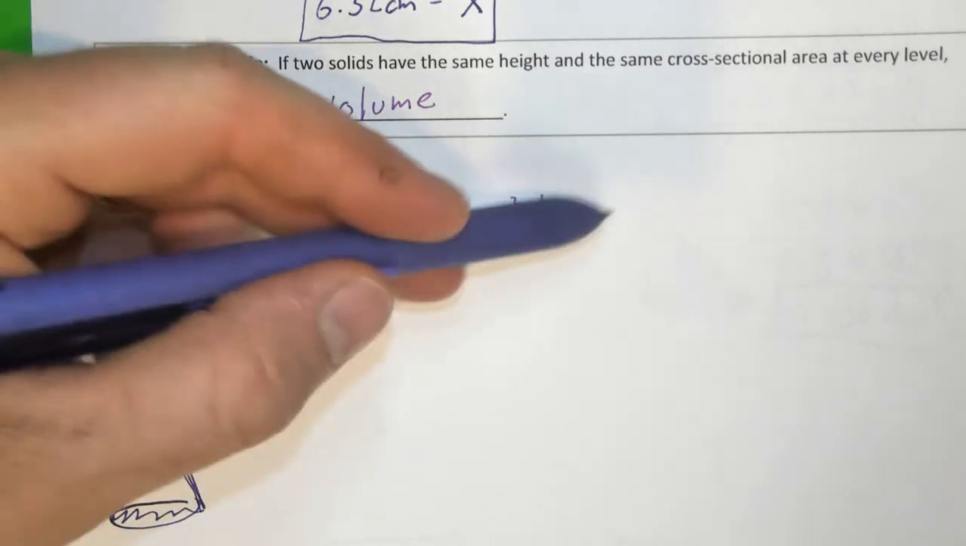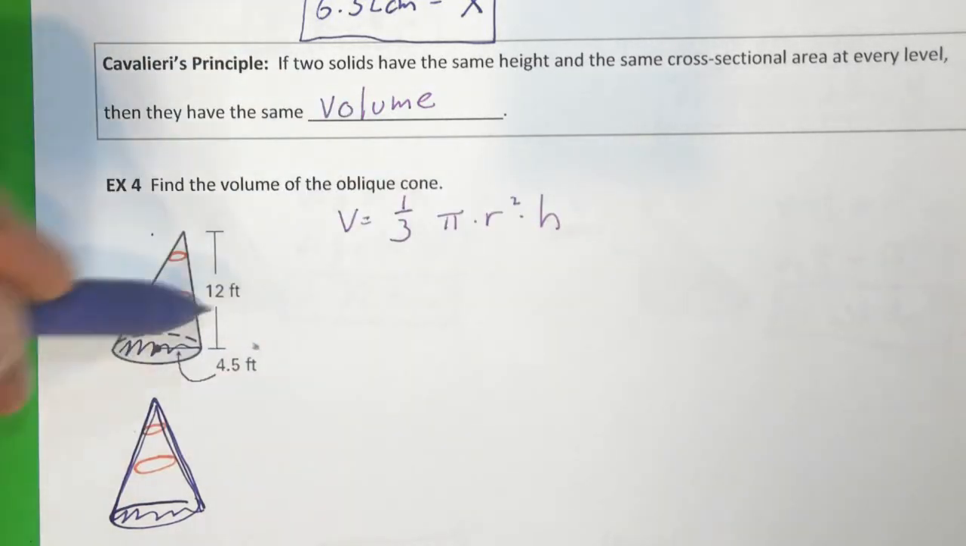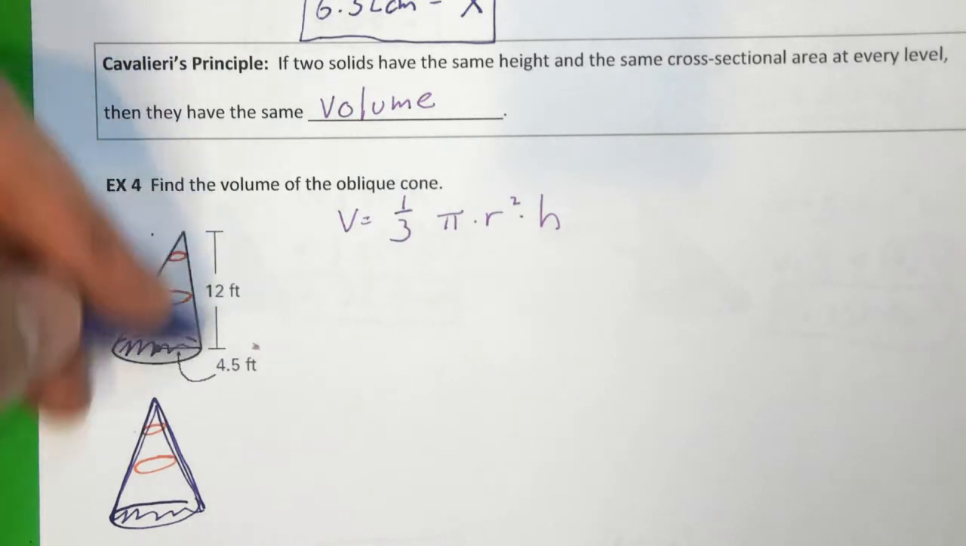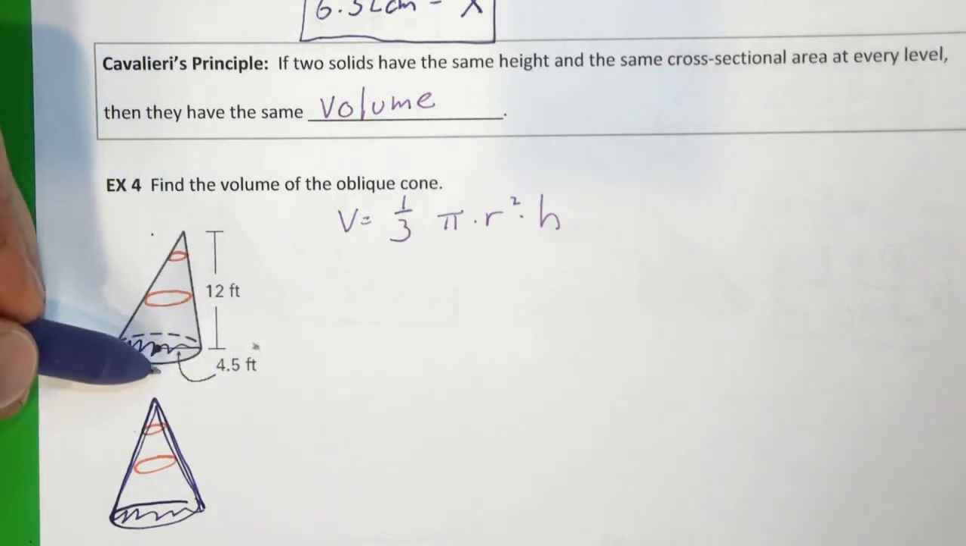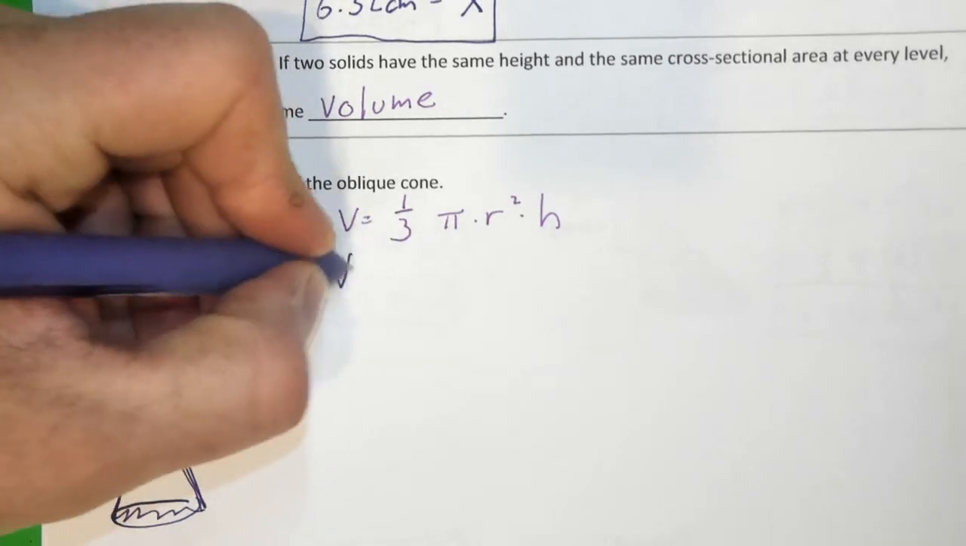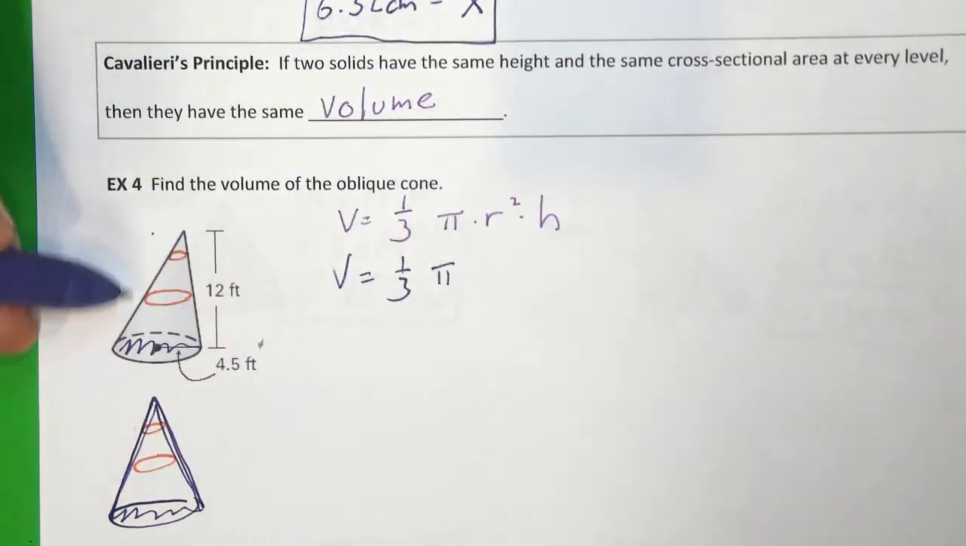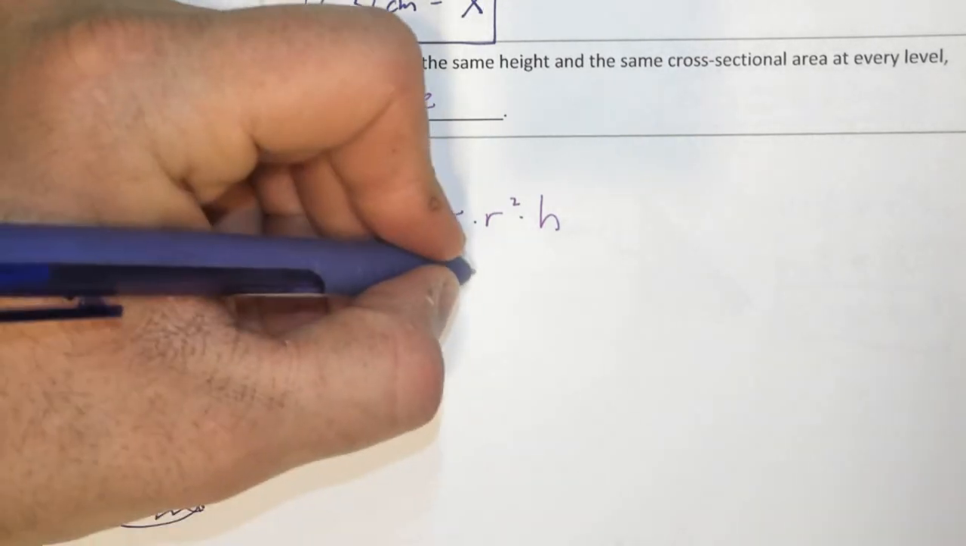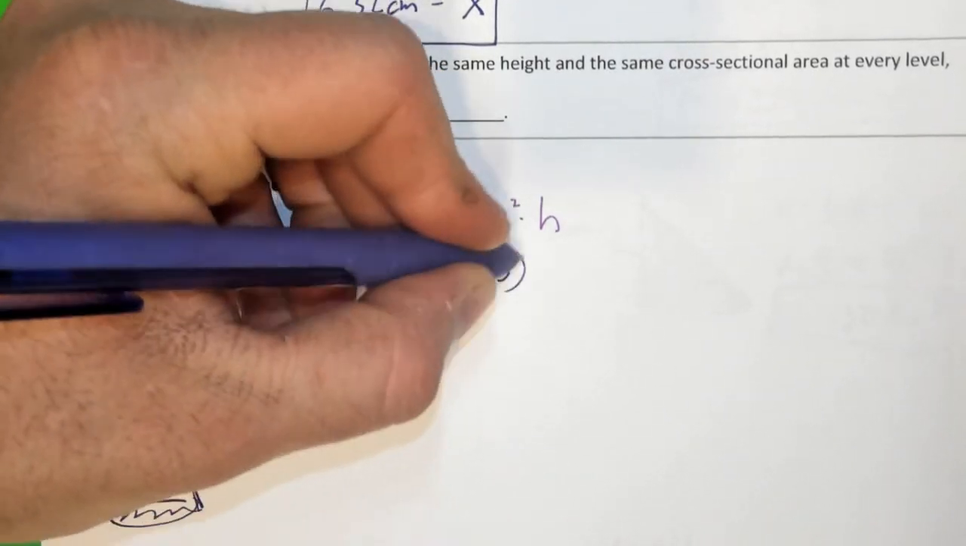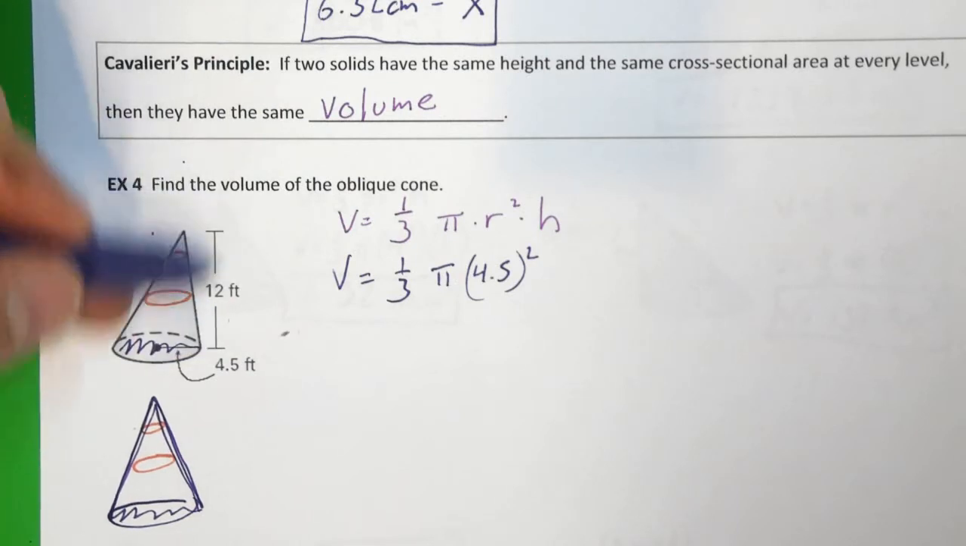So we're still going to use the same volume formula. We don't have to change anything. We just need to make sure that we have the actual vertical height that is perpendicular to the base. So I'm going to start off with my radius, which is right here, 4.5. And then I'm going to use the height, and the height right here is 12.